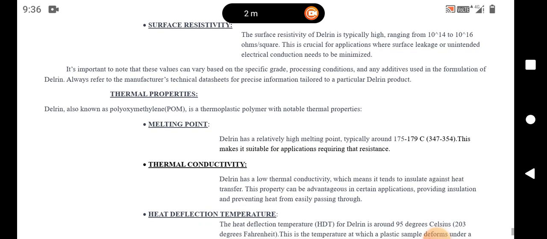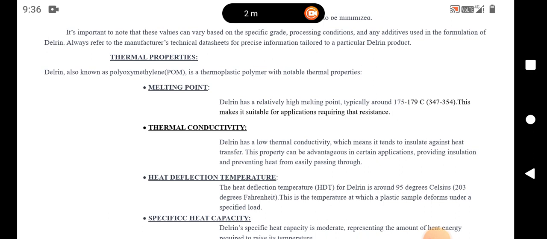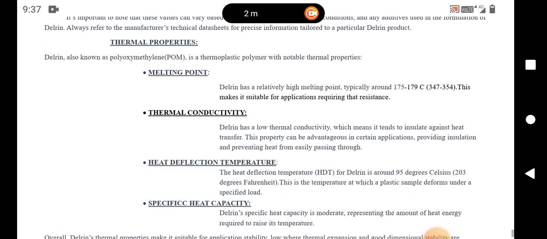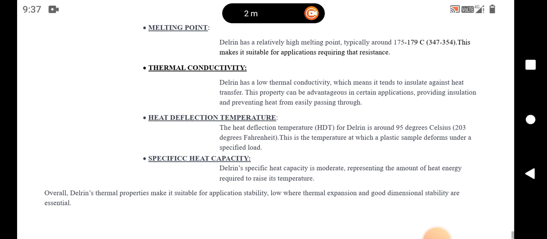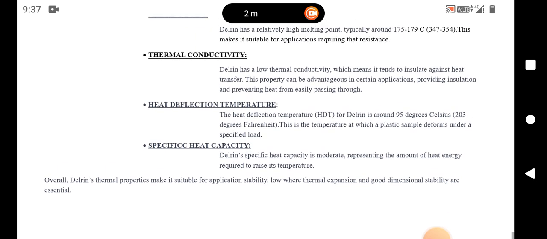Thermal properties. Delrin, also known as polyoxymethylene, is a thermoplastic polymer with notable thermal properties. Melting point. Delrin has a relatively high melting point, typically around 175 to 179 degrees Celsius. Thermal conductivity. Delrin has a low thermal conductivity, which means it tends to insulate against heat transfer. Specific heat capacity. Delrin's specific heat capacity is moderate, representing the amount of heat energy required to raise its temperature. Overall, Delrin's thermal properties make it suitable for applications where stability, low wear, thermal insulation, and good dimensional stability are essential.